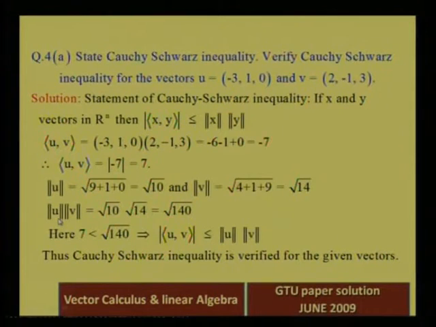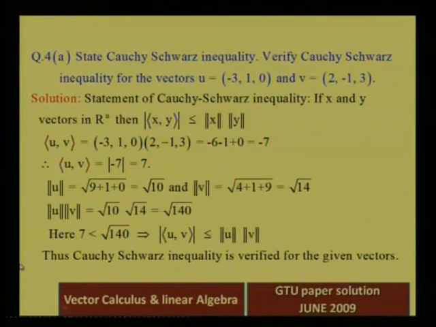Okay, so when we multiply these two terms, norm u into norm v, that is equal to the square root of 10 into the square root of 14, that is equal to the square root of 140. So now you can understand that the Cauchy-Schwarz inequality is easily satisfied in this particular example, because the modulus of the inner product of u and v is equal to 7, and norm u into norm v is equal to the square root of 140. So clearly 7 is less than the square root of 140, that's quite obvious.